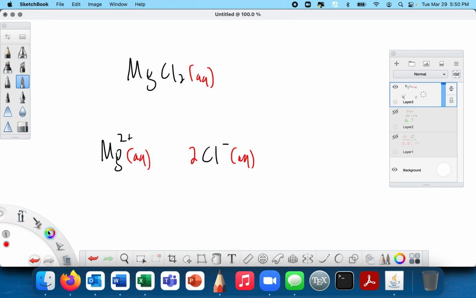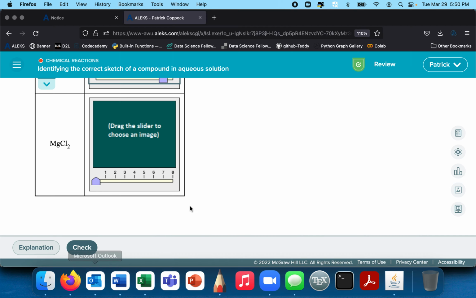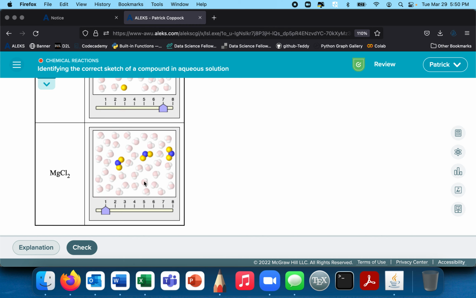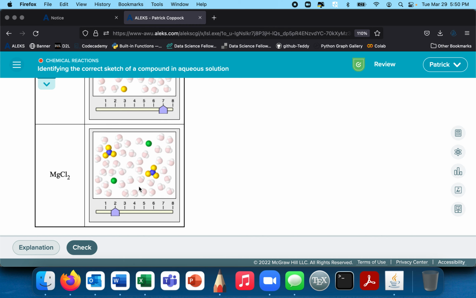Okay, so really what we're going to have here, again, let's choose a blue ball for magnesium this time. And let's choose green balls for chloride. So there's going to be 2 chlorides for every 1 magnesium. It's going to be a 2-to-1 ratio. So let's find a 2-to-1 ratio. All right, again, not a 2-to-1 ratio. That's not going to work.